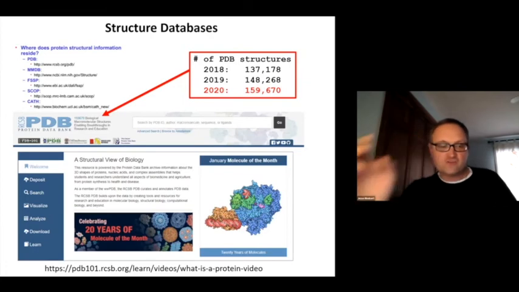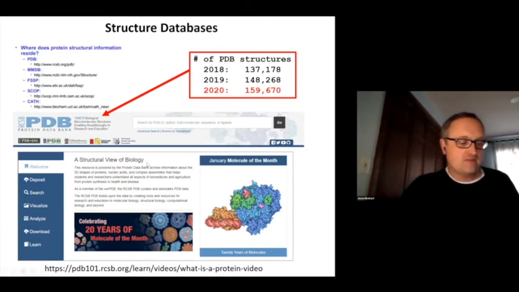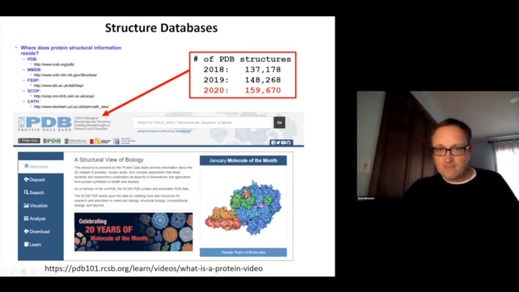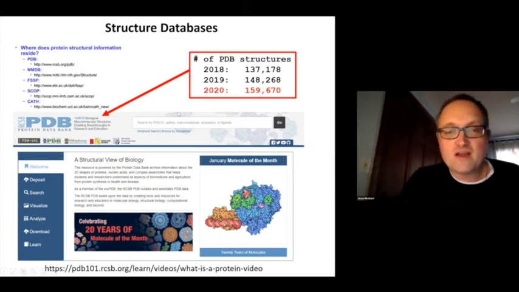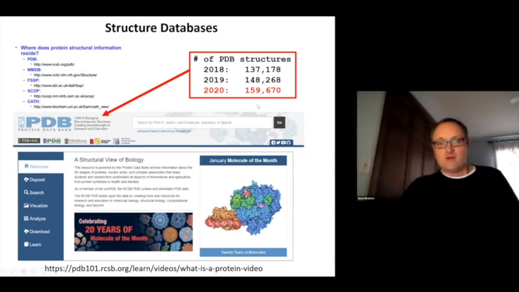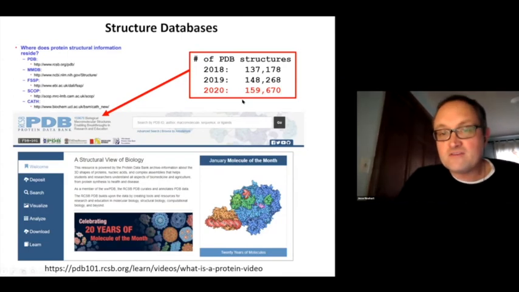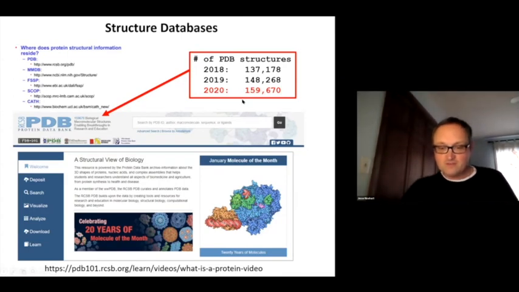So, structural databases in the last 20 minutes of our discussion. By far the most popular, curated, and supported one is the Protein Data Bank. This number is a little bit out of date, but just like any database in active fields, it grows and grows and grows. There's approximately 150,000 structures and growing.